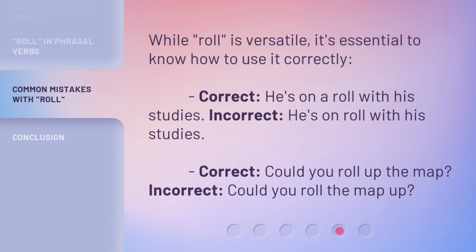While roll is versatile, it's essential to know how to use it correctly. Correct: he's on a roll with his studies. Incorrect: he's on roll with his studies. Correct: could you roll up the map? Incorrect: could you roll the map up?